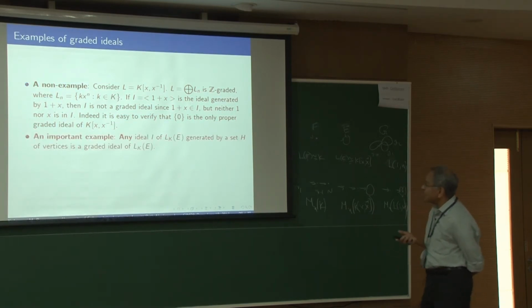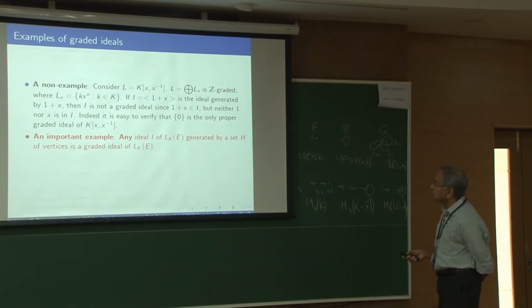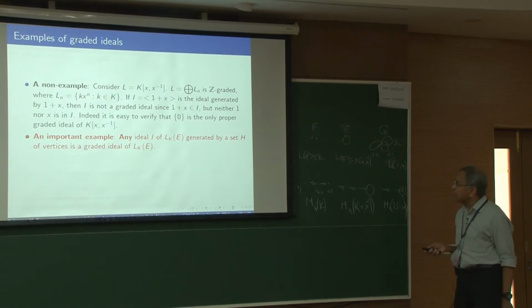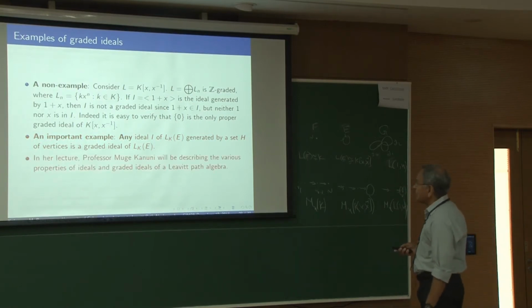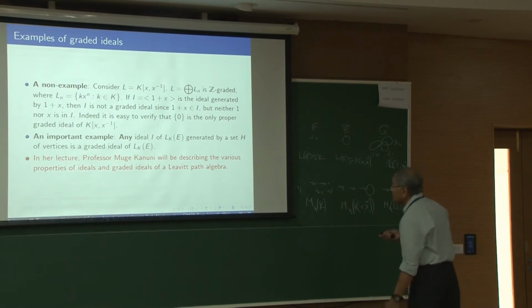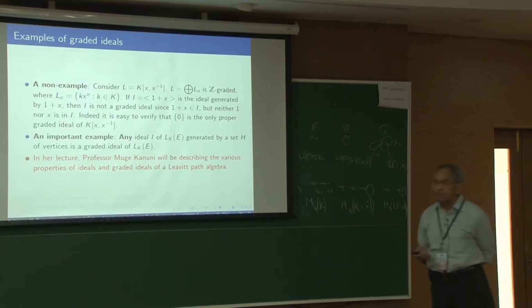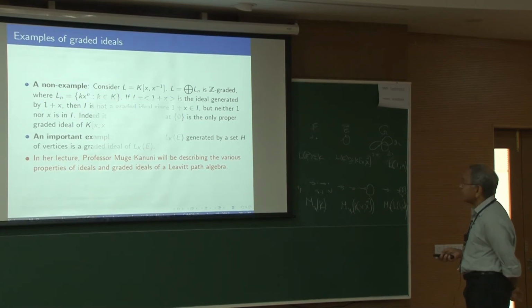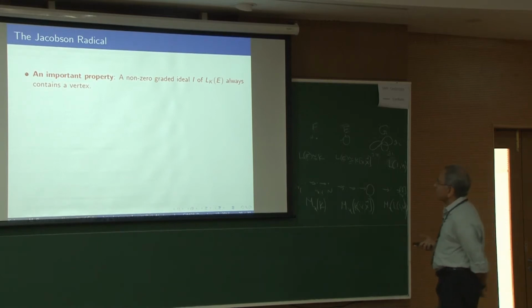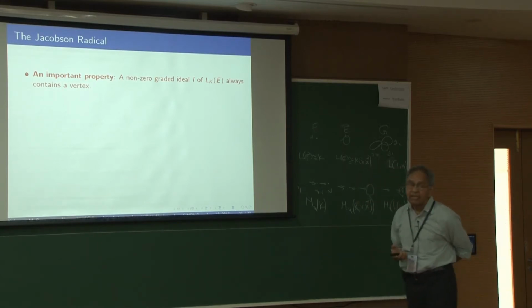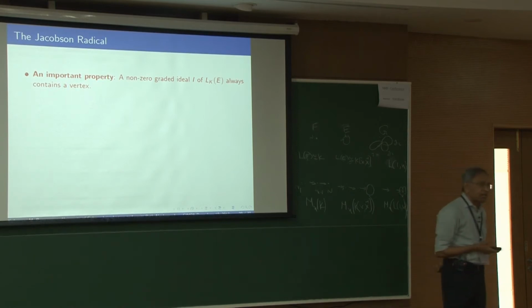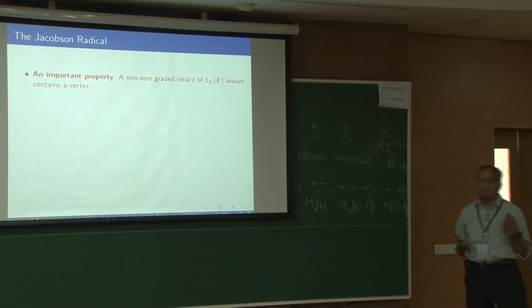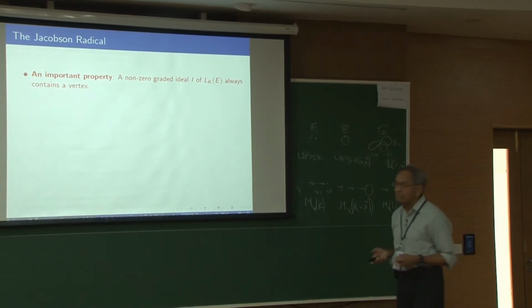But an important way of getting a graded ideal is to take any set of vertices, then the ideal generated by those will always be a graded ideal. Here, Professor Mugi Kanuni will be talking about properties of graded ideals in the path algebra later on in this session. But I'd like to use one important property, namely every non-zero graded ideal in the Leavitt path algebra always contains a vertex. And that's a very important property.